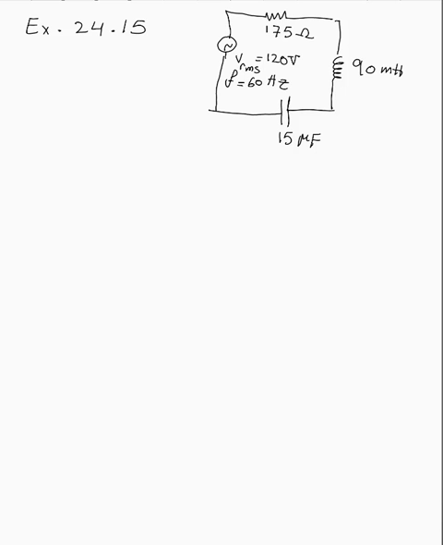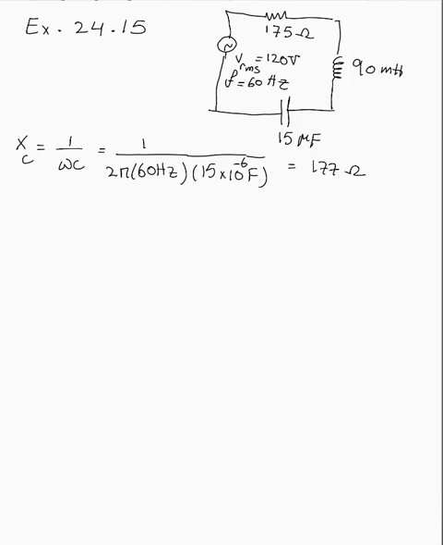To draw an appropriate phasor diagram, we must first find the values of XC and XL. These values show us immediately whether the voltage leads the current or lags behind it. First, to find XC, I use the equation 1 over omega C, and again omega is 2 pi f. I convert 15 microfarad to farad by multiplying by 10 to the power of negative 6, and I get 177 ohms for the capacitive reactance.